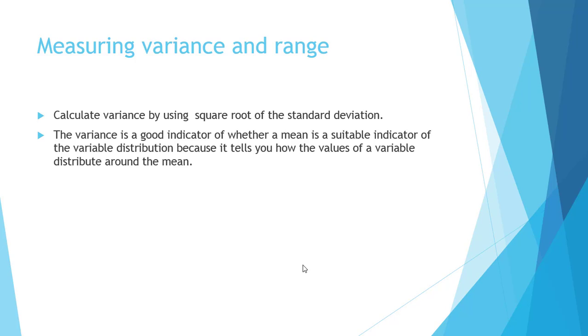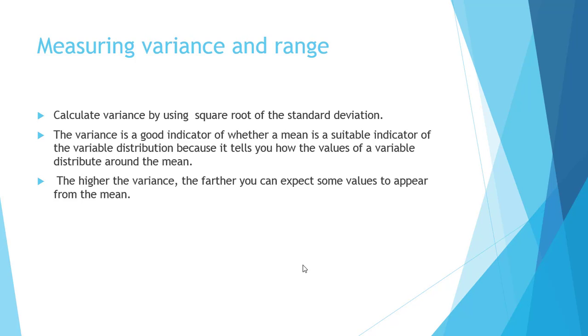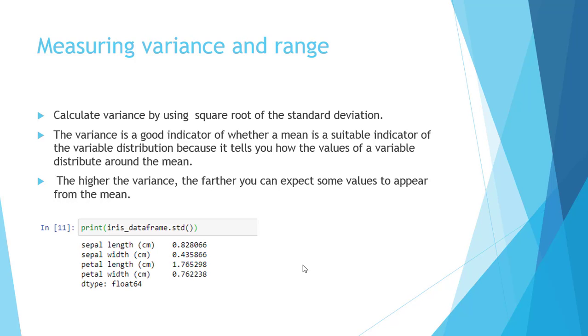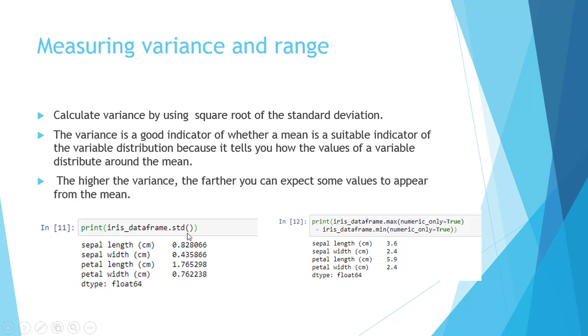The variance is a good indicator of whether a mean is a suitable indicator of the variable distribution because it tells you how the values of a variable distribute around the mean. The higher the variance, the further you can expect some value to appear from the mean. So this is the example of how to find out the standard deviation or the variance of the data frame using the .std function. Next is how to find out the maximum and minimum value using the .max and .min functions.